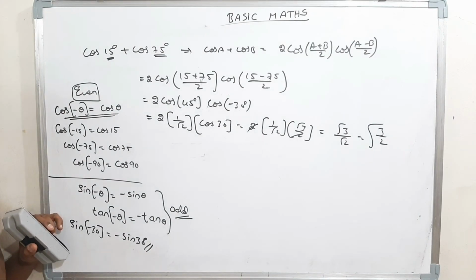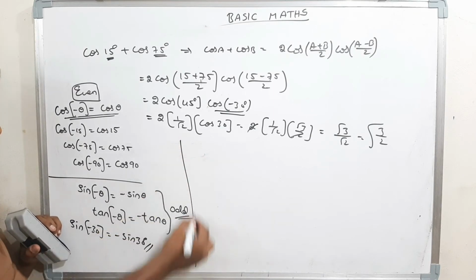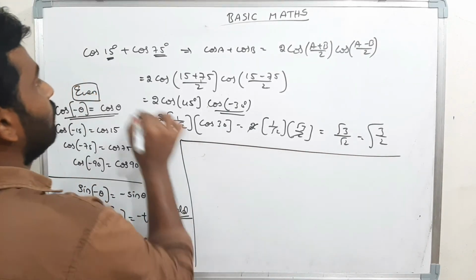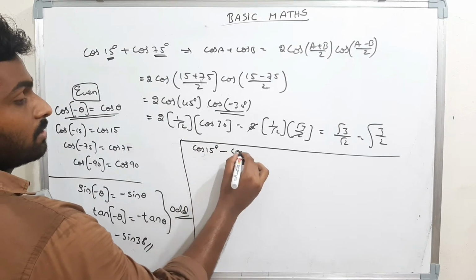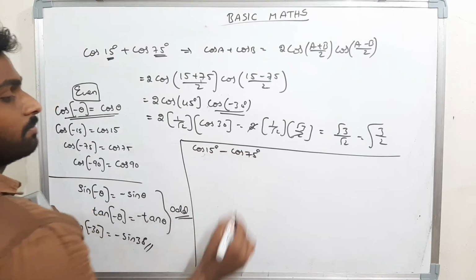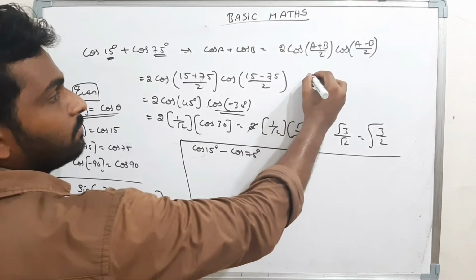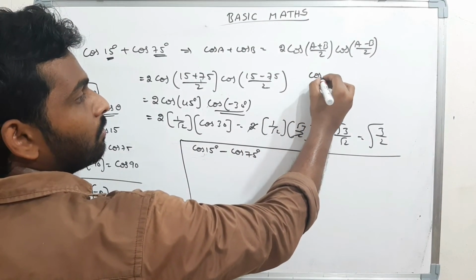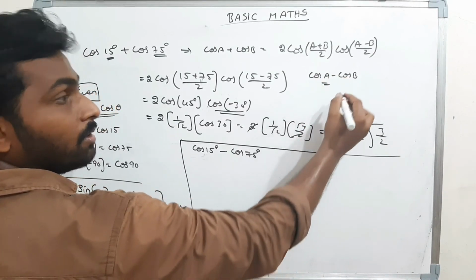I think this is clear. This is important. Now we will see one more example. The same formula we will use: cos 15 minus cos 75 degrees. Now what is the formula for cos A minus cos B?